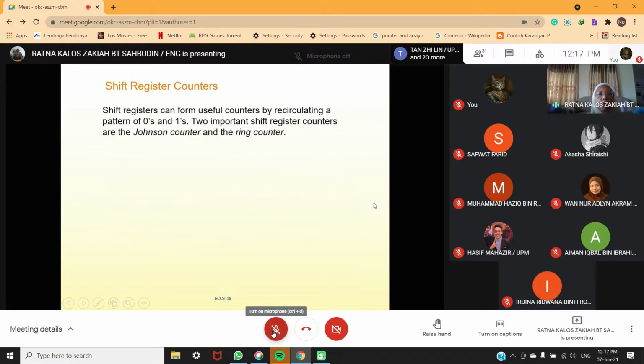Okay, so now shift register counter. Shift registers can form useful counters by recirculating a pattern of 0 and 1. Two important shift register counters are the Johnson counter and the ring counter.